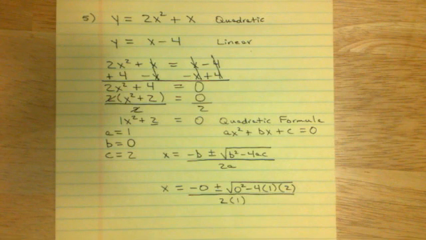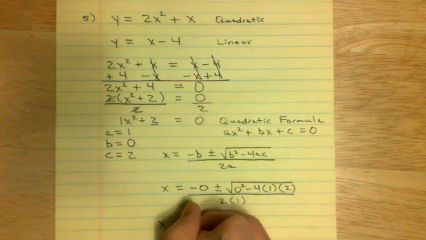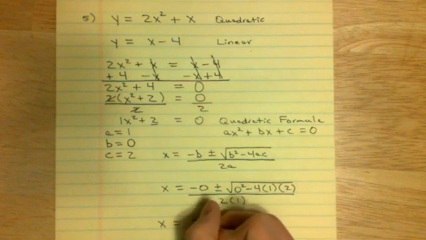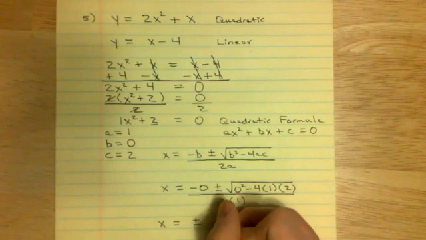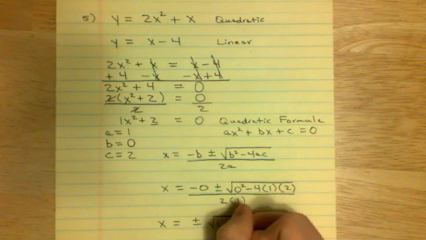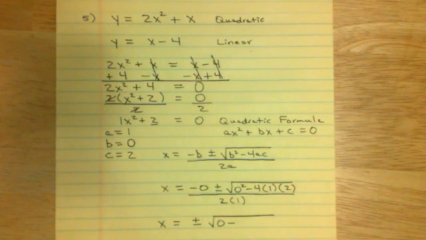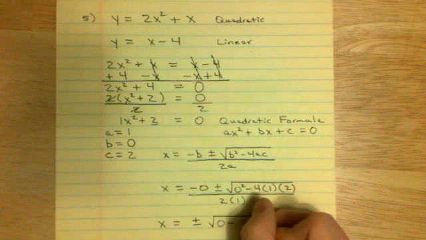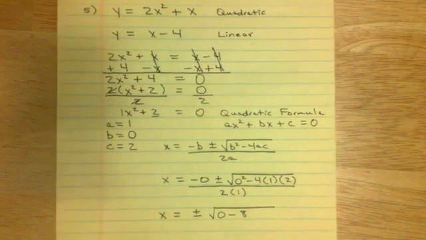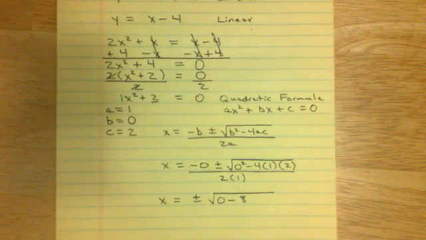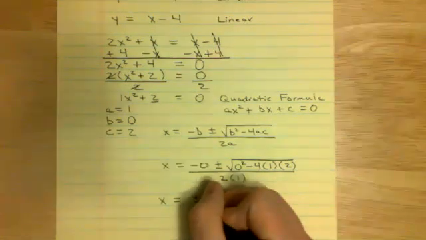So can we simplify this a little bit? Yes. The -0 right here isn't going to do anything. So all I have is a plus or minus. I'm treating the -0 like it doesn't even exist, which it doesn't. On the inside of the radical, I'm going to have 0 squared, which we know is 0, minus 4 times 1 times 2. That's going to give me 8. I'll have 0 minus 8 on the inside. And what am I dividing everything by? 2 times 1, which is 2.